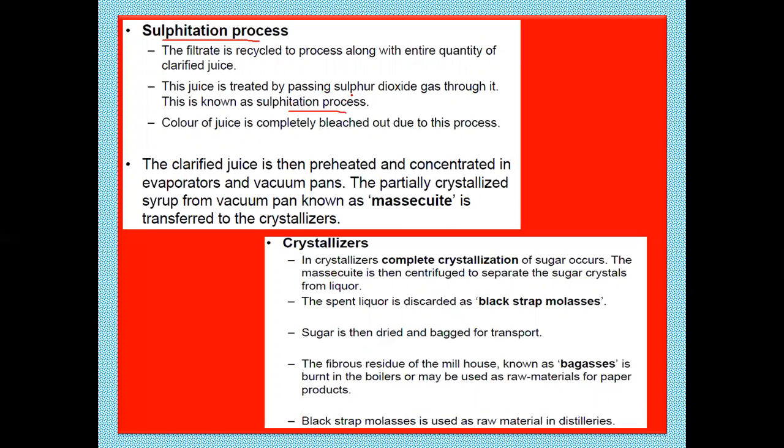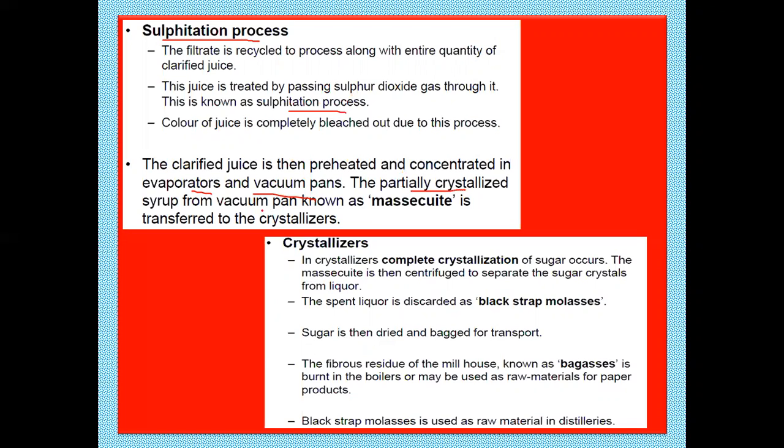The color of juice is completely bleached out due to this process. So thereby sulphitation process చేస్తున్నప్పుడు what happens? The color of the juice is completely bleached out. Okay. The clarified juice is then preheated and concentrated in evaporators and vacuum pans. Okay. So what happens to the next process? The clarified juice ఏం చేస్తున్నాము? These are preheated and concentrated in evaporators and vacuum pans.